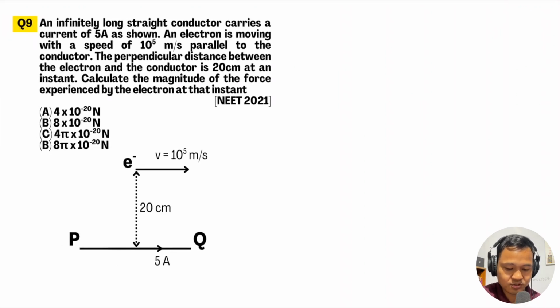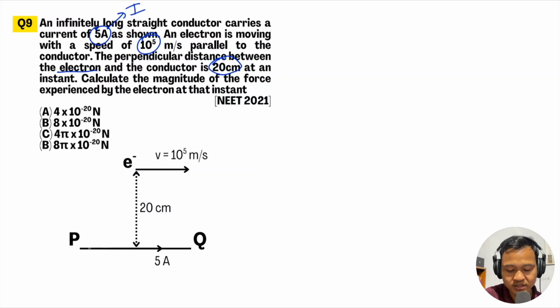First part, I think, last question. An infinite long straight conductor carries a current of 5 A. An electron moves with some speed, parallel to the conductor, and the perpendicular distance between the electron and the conductor is 20 centimeter. Calculate the magnitude of force experienced by the electron at that instant.